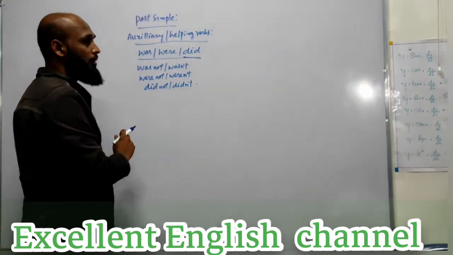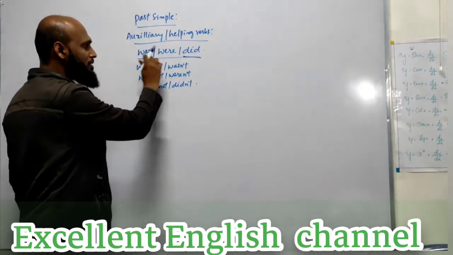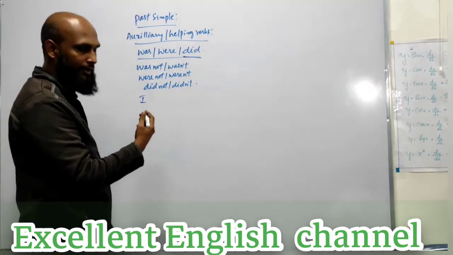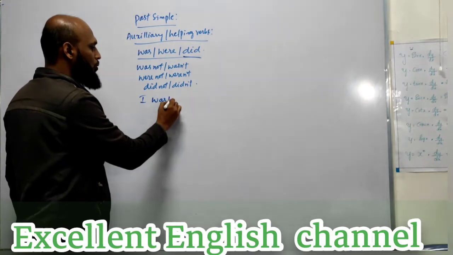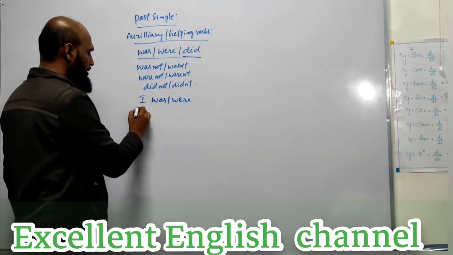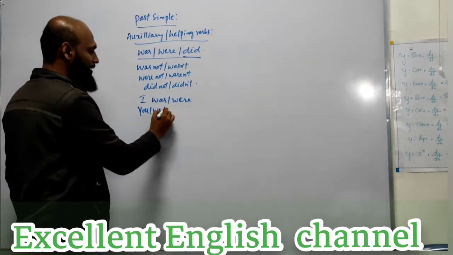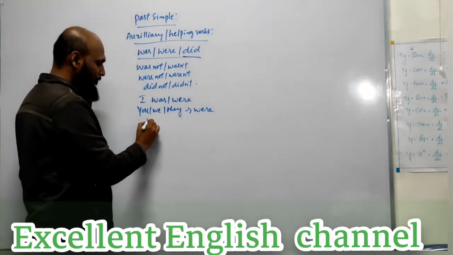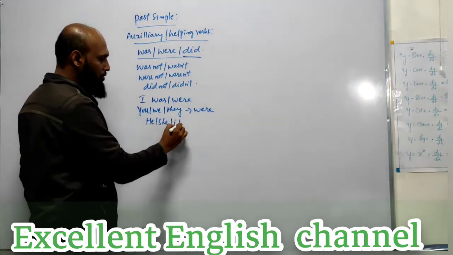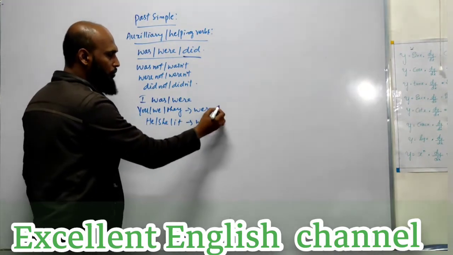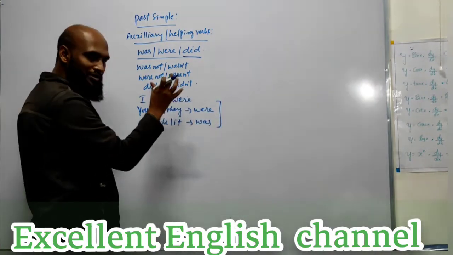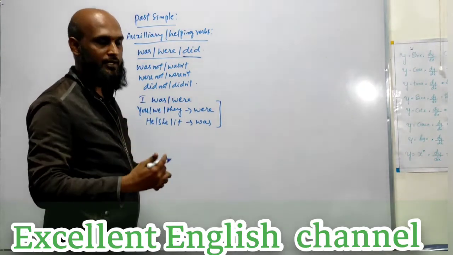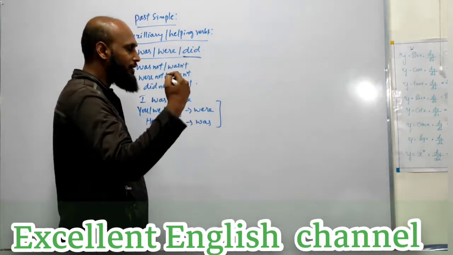Now let's talk about was and were. You see the pronoun I: you can use was or were with it. With you, we, and they, you can use only were. For he, she, or it, you can use only was. And you use these helping verbs only if there is no main verb in the sentence. I can give you some examples so that you can understand it better.